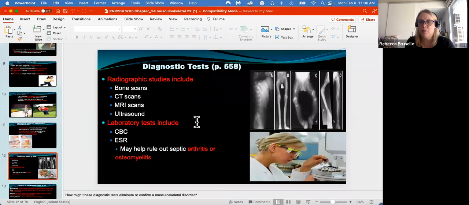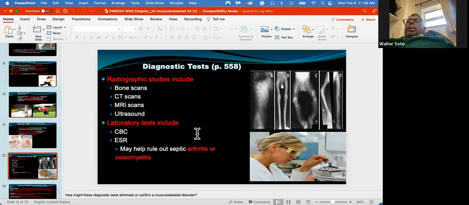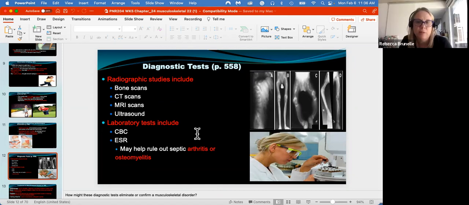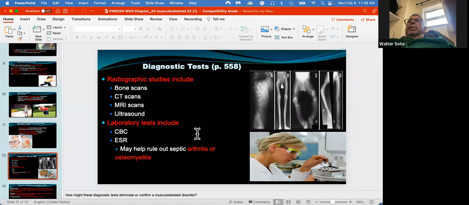These are just a brief overview of different types of studies and scans that they might do for children who have musculoskeletal problems. Has anyone heard of the CBC and the ESR? What do you think those would be used for? CBC you're going to see all the time, right? That's a very common test. Yes, that's a complete blood count, and the ESR is a sed rate.